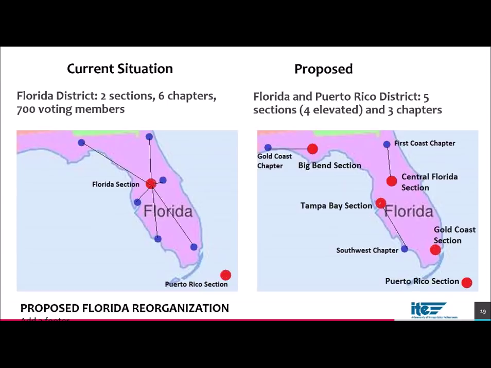A number of the chapters have grown to be large enough and have operations that look a lot like sections. And so the proposed approach, and Dan Beatty from Florida has been working with the Florida District Section Board on this, is to reorganize into a district that has 5 sections. The larger chapters would be elevated to sections. A few of the smaller chapters would remain chapters, and you would have a governance structure that matches the model of a district with subsidiary sections and then chapters as outposts to those sections. So that's a reorganization that's been proposed and is in process, in discussion with the Florida board.